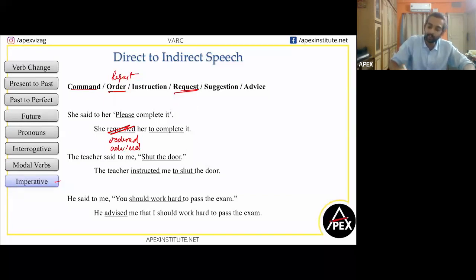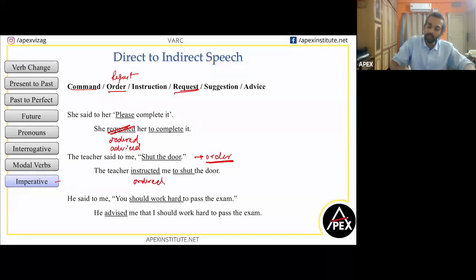The teacher said to me, shut the door. Now over here, because this is an order only, you cannot say the teacher requested me to shut the door, then the sentence will change. So when you can see that this is an order, you'll have to take either the teacher instructed me, the teacher ordered me, something. So the teacher instructed me to shut the door.